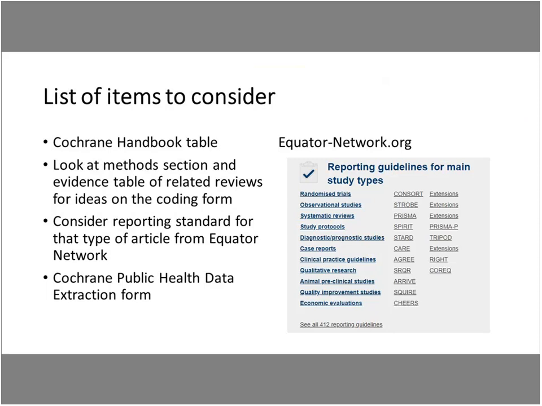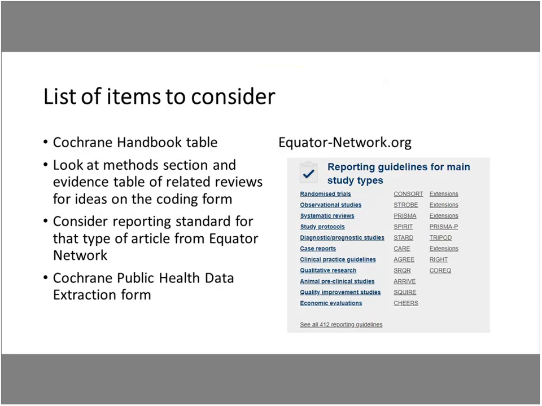So in thinking about this list, this is one place where you can help by showing them a few lists that we already know are available. The Cochrane Handbook has a table, which we'll look at in a few minutes, that lists what they look at when they're looking at randomized controlled trials. You can also look at the methods section of a related review to see what they did.